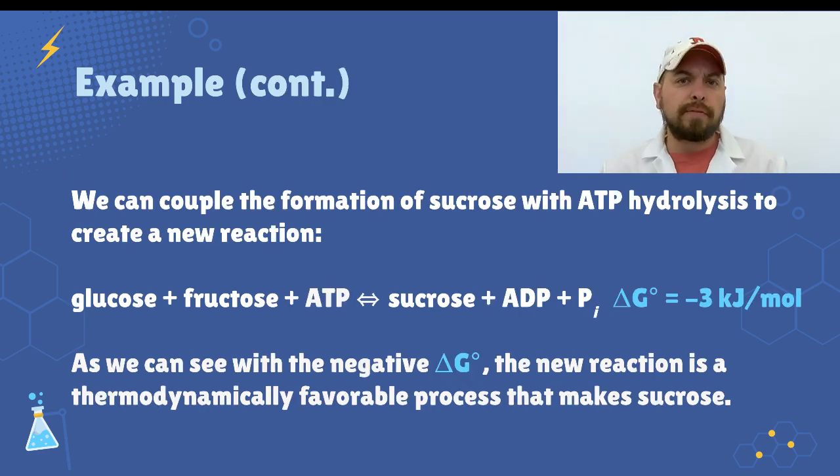So again, thinking of this like Hess's law, what we're going to do is we're going to take the delta G of the first process, that formation of sucrose. We're going to take the delta G of the ATP to ADP process. We're going to add them together. And you can see in the end, we end up with a delta G that is negative, which means it's a spontaneous process.